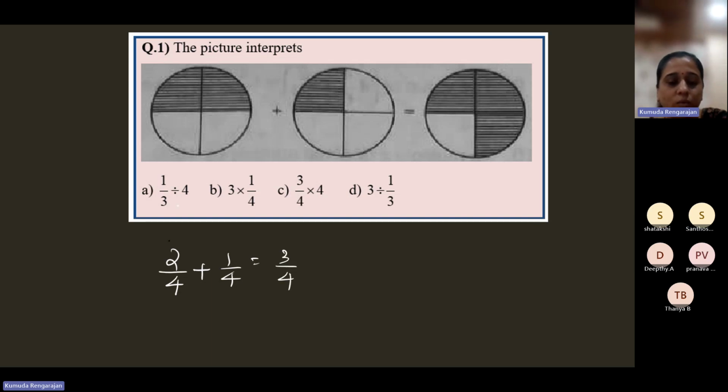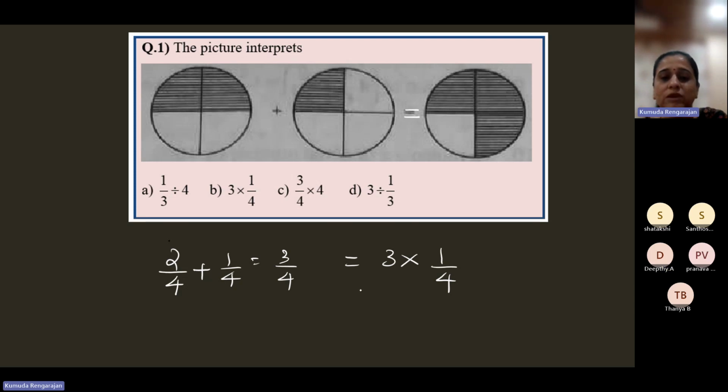2 by 4 plus 1 by 4 is 3 by 4, but we don't see this answer. You can see the final figure is equal to 3 by 4, but that answer 3 by 4, we don't find it here among the options A, B, C or D. But what's the other way of writing 3 by 4? 3 by 4 can also be written as 3 into 1 by 4.